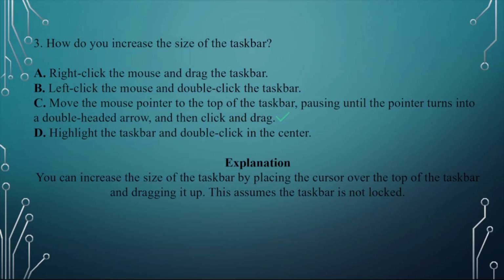The answer here is C. You have to move the mouse pointer to the top of the taskbar, pausing until the pointer turns into a double-headed arrow and then click and drag. So you can increase the size of the taskbar by placing the cursor over the taskbar and dragging it up. Now that's if the taskbar is not locked.